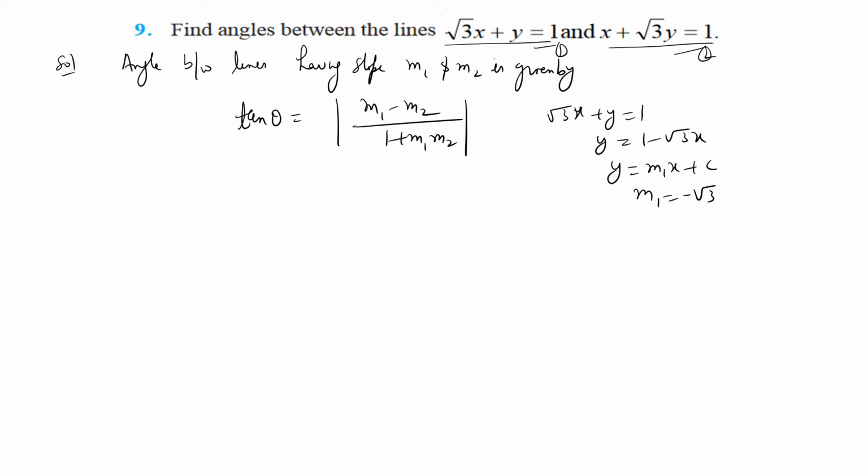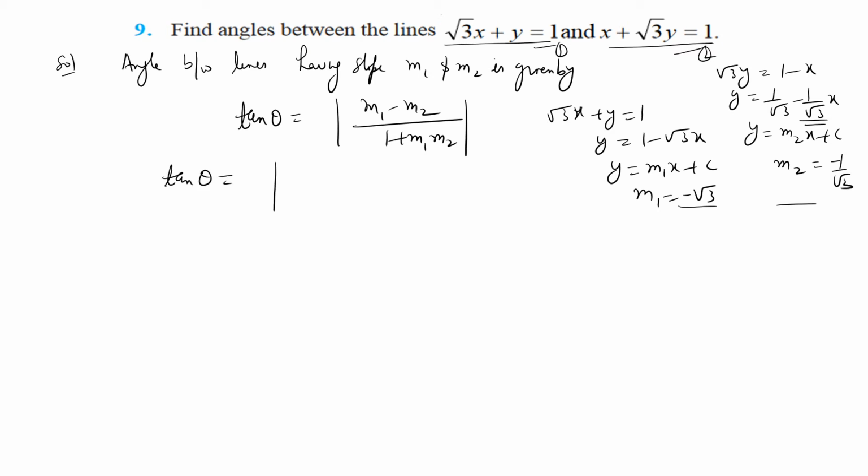And here root 3 y is equal to 1 minus x, y is 1 by root 3 minus 1 by root 3 x. So I will compare it with y is equal to m2 x plus c. So the term with x is my slope. So I'm having these values of m1 and m2 as minus root 3 and minus 1 by root 3. So let us put it here. Tan theta is m1 minus m2. So minus minus will be plus, upon 1 plus m1 into m2 will give me the negatives, this positive sign, root 3 into 1 by root 3. So I'll get it as minus root 3 plus 1 upon root 3, and here it is 1 plus 1, that is 2.